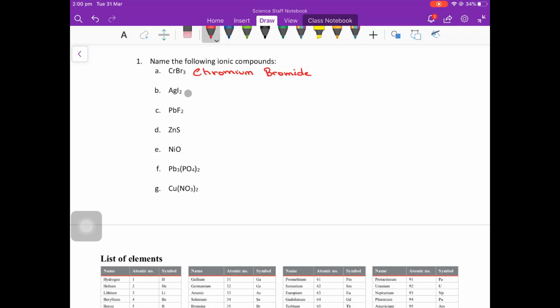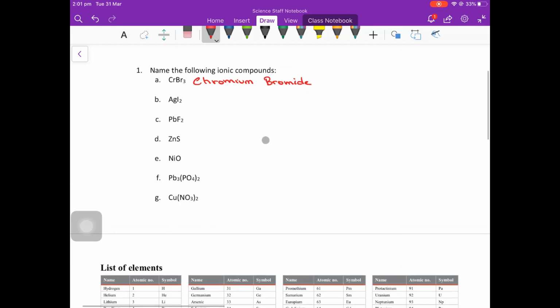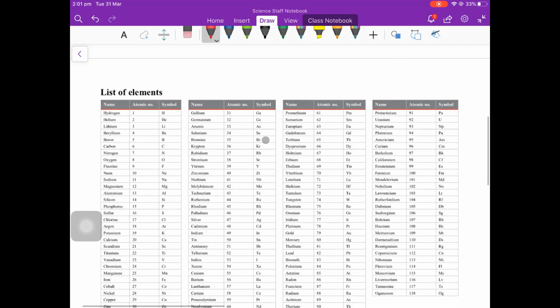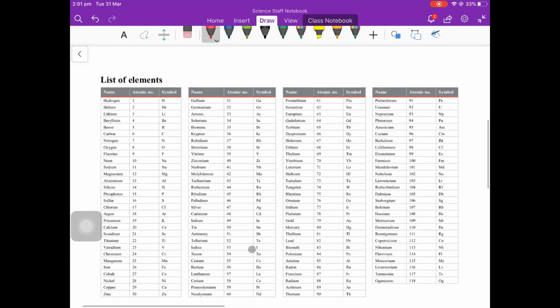Let's have a look at example 2. It's AgI2. Cation first, anion second. Let's scroll down and try to find these. I'm just going to jump straight to the list here. Can we see Ag anywhere? Yes, it's right here. It's element number 47, silver. And the other one was I. So where's I? There it is right here. It's iodine, element number 53.